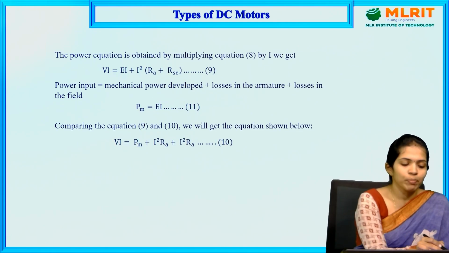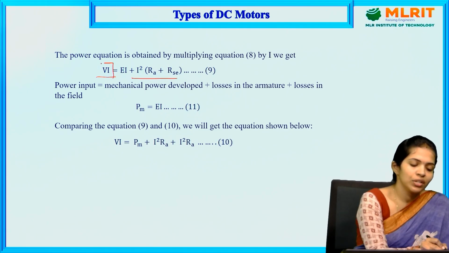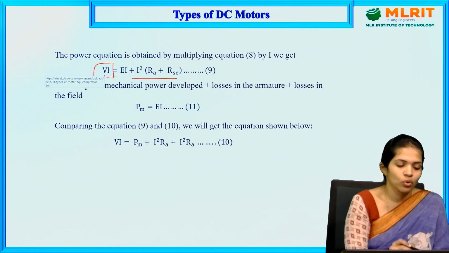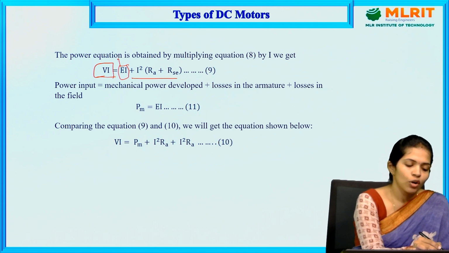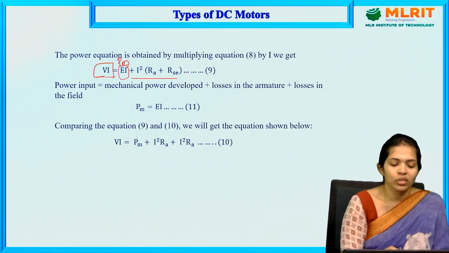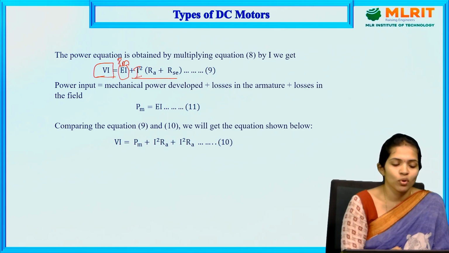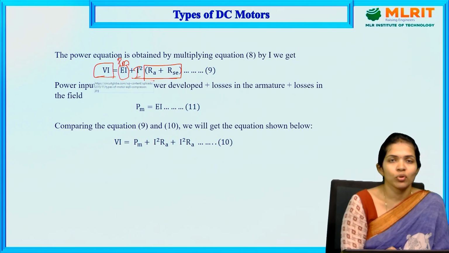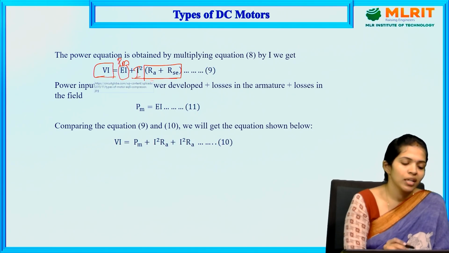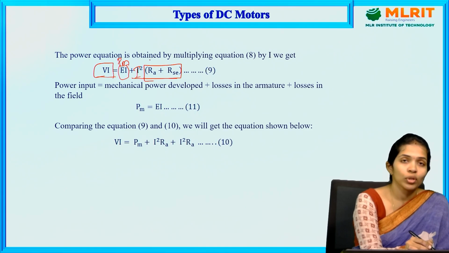Again, writing the power equation for the DC series motor, V into I is the electrical input given to the motor. EB into IA is the mechanical output developed in the motor, and I, the single current flowing in the series motor, multiplied by the sum of resistances of both the armature and series field, gives the drop across the motor, or the loss which occurs in both windings of the motor.